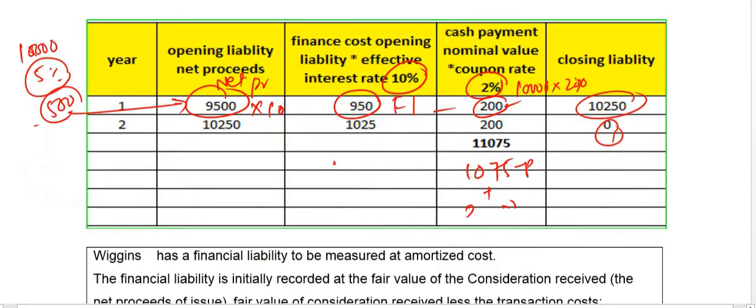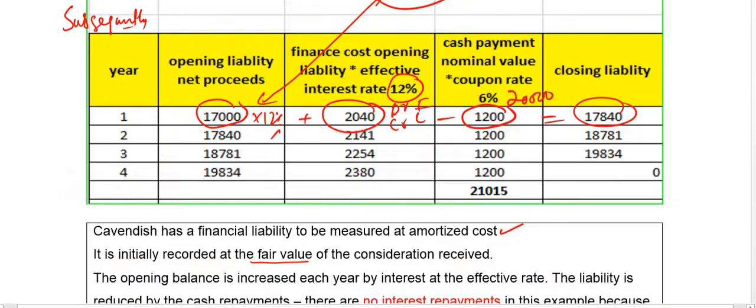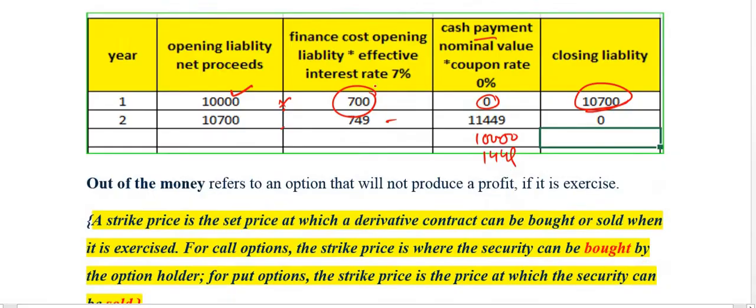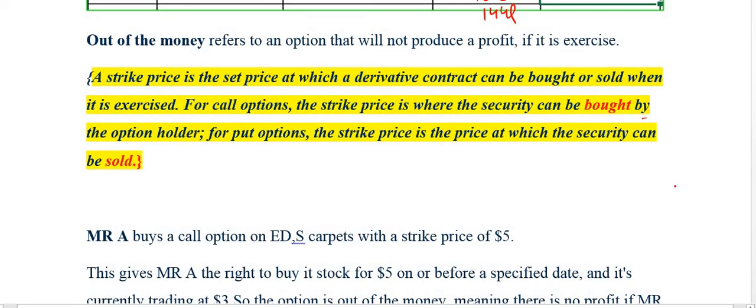Okay, let's move on. We are done with this financial liability. Now let me give some flavor, after that we will discuss fair value through profit or loss. Okay, what does out of the money mean? Out of the money means it's not attractive for you. What does it mean? It means an option that will not produce a profit if it is exercised.